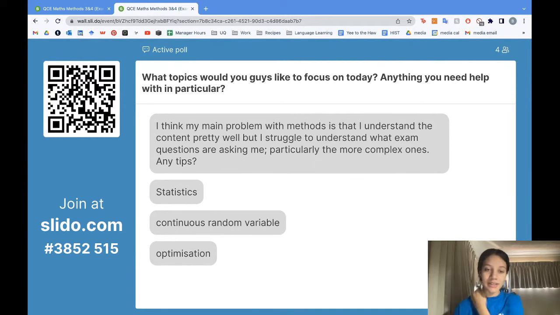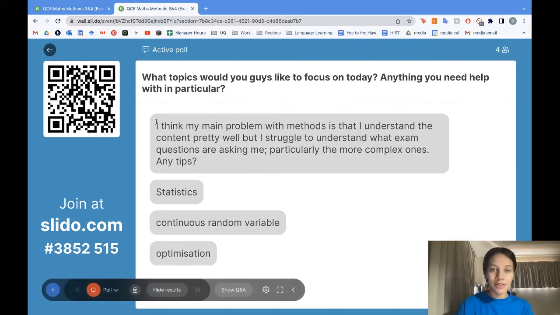Optimization, 100%. I think we've actually got that. So I think my main problem with methods is that I understand the content pretty well, but I struggle to understand what exam questions are asking me, particularly the more complex ones.